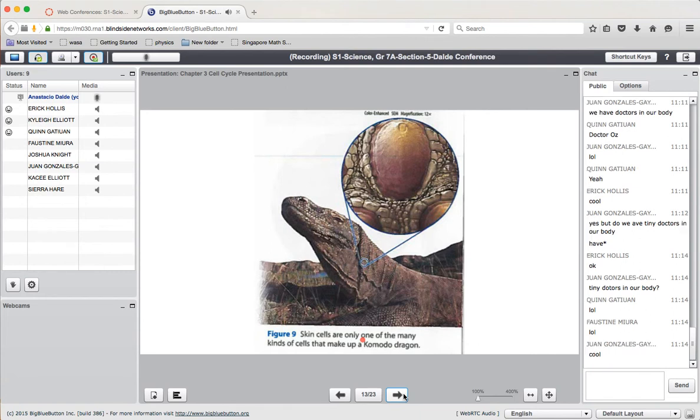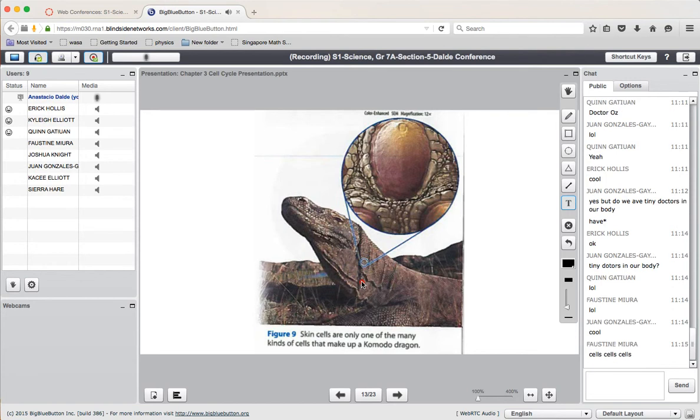So, life's organization, the levels of organization. We're moving into lesson 2 of chapter 3. One of the things we can talk about is the different kinds of cells that we have. For example, a Komodo dragon isn't made up of all the same cells. A Komodo dragon is made up of blood cells, nerve cells, and all these different kinds of specialized cells used for protection. And all these cells work together so that this organism can survive.